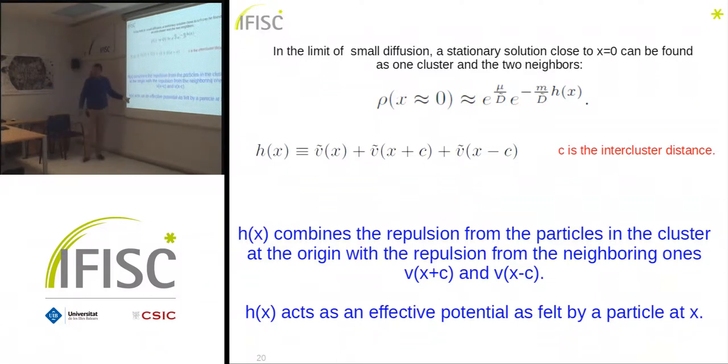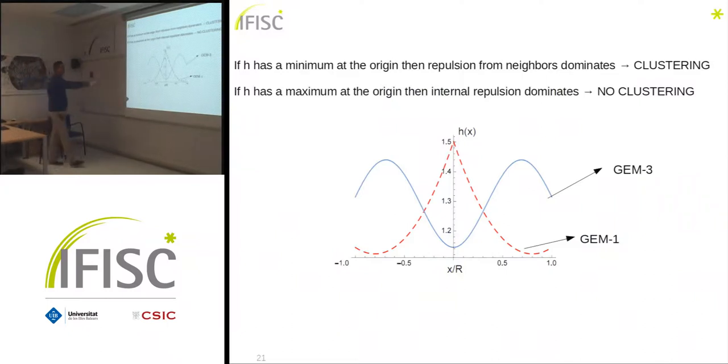And then, taking into account these measures, this H acts as an effective potential as set by the particle at a given position. Okay? What we will see is what happens when we put here a potential with A equal 1 or a potential with A equal 3. This is the next slide. If I put A equal 1, H has a maximum here. For this, no clustering, because the internal repulsion dominates. And if you put the other potential, when A equals 3, the repulsion from neighbors dominates and you get clustering. So this is the mathematical mechanism.